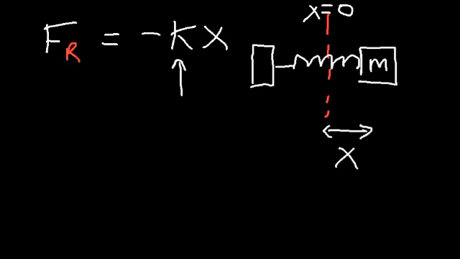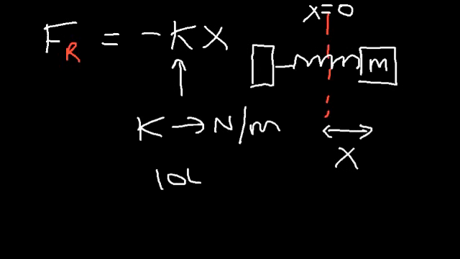k is known as the spring constant, and k has the units newtons per meter. So let's say you have a spring constant of 100 newtons per meter. What that means is that it requires 100 newtons of force to either stretch or compress the spring by 1 meter from its equilibrium position. So if you wish to stretch it by 2 meters, it requires 200 newtons of force.